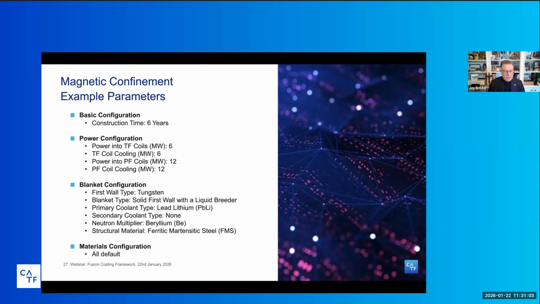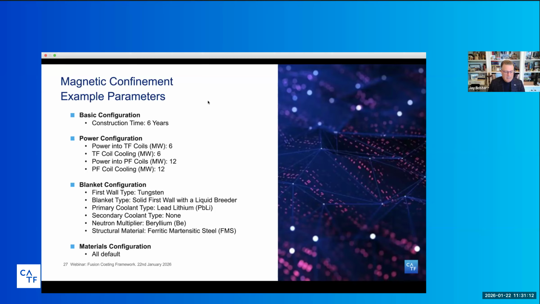So construction time, configuring the power aspects of the machine, the blanket aspects of the machine, and there is variability on materials in the model as well. We're going to just use the default values that we have set in the model for today's example. And also today, we're just going to go through a magnetic confinement example just for the sake of time.